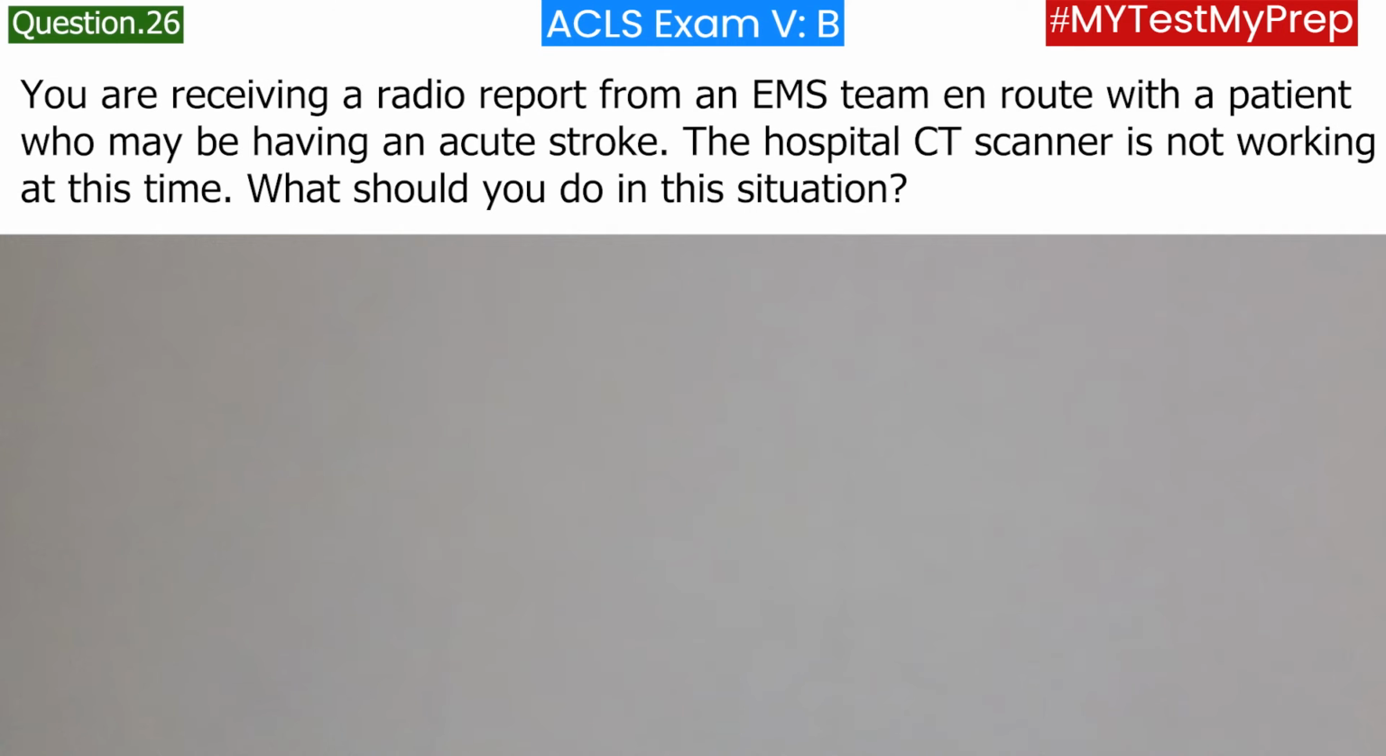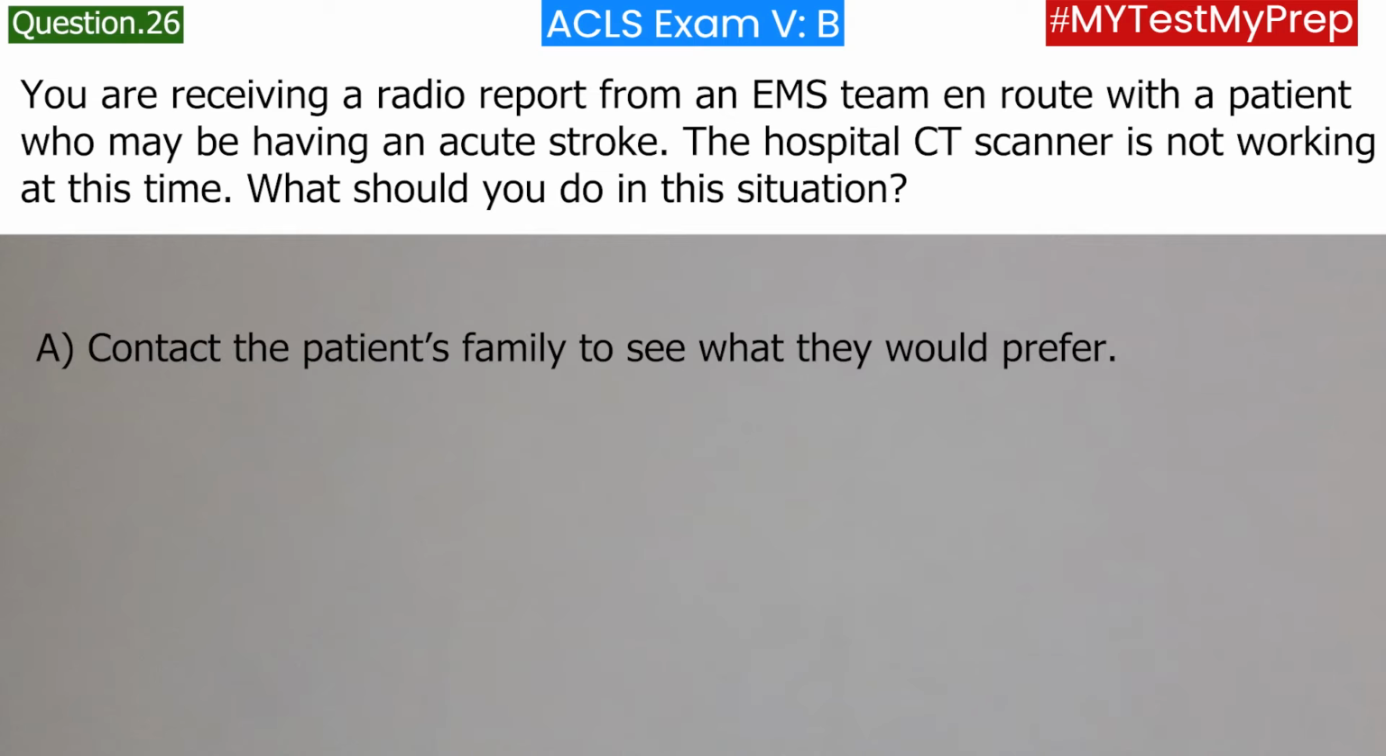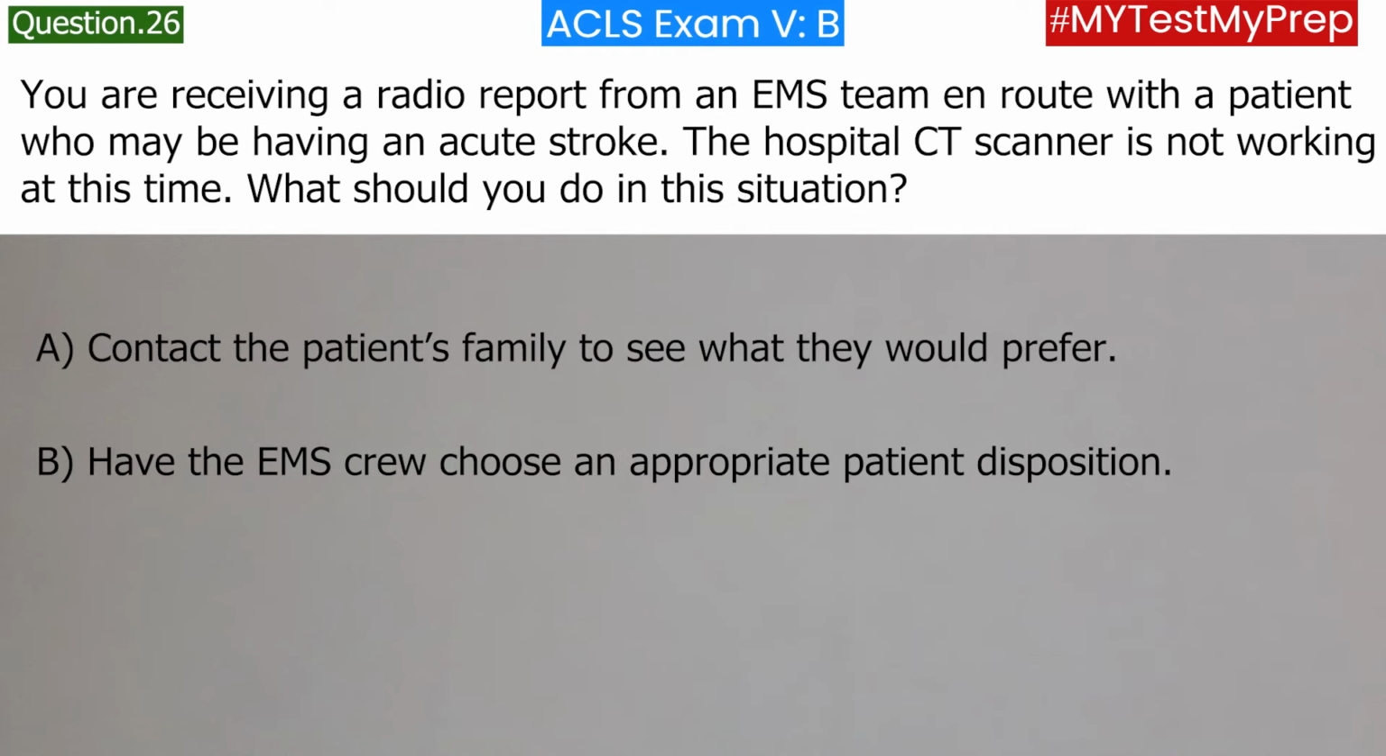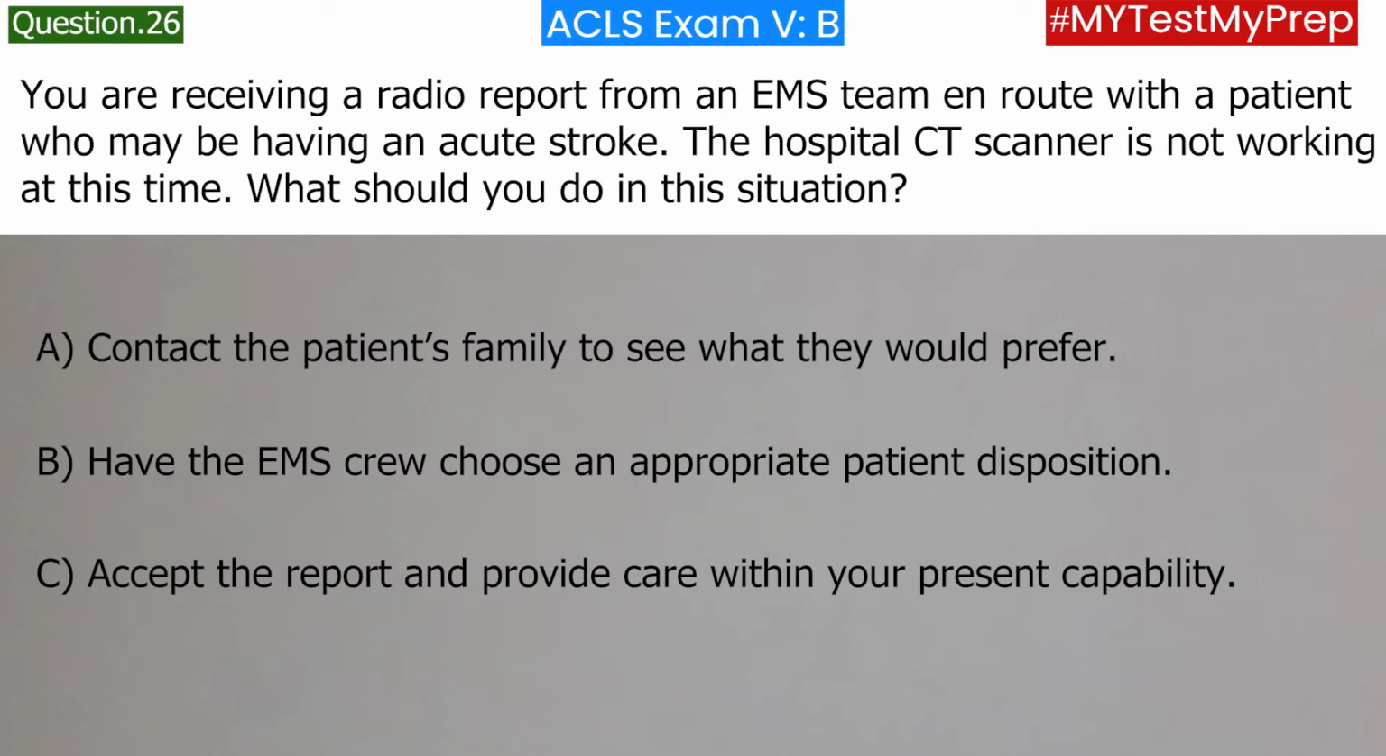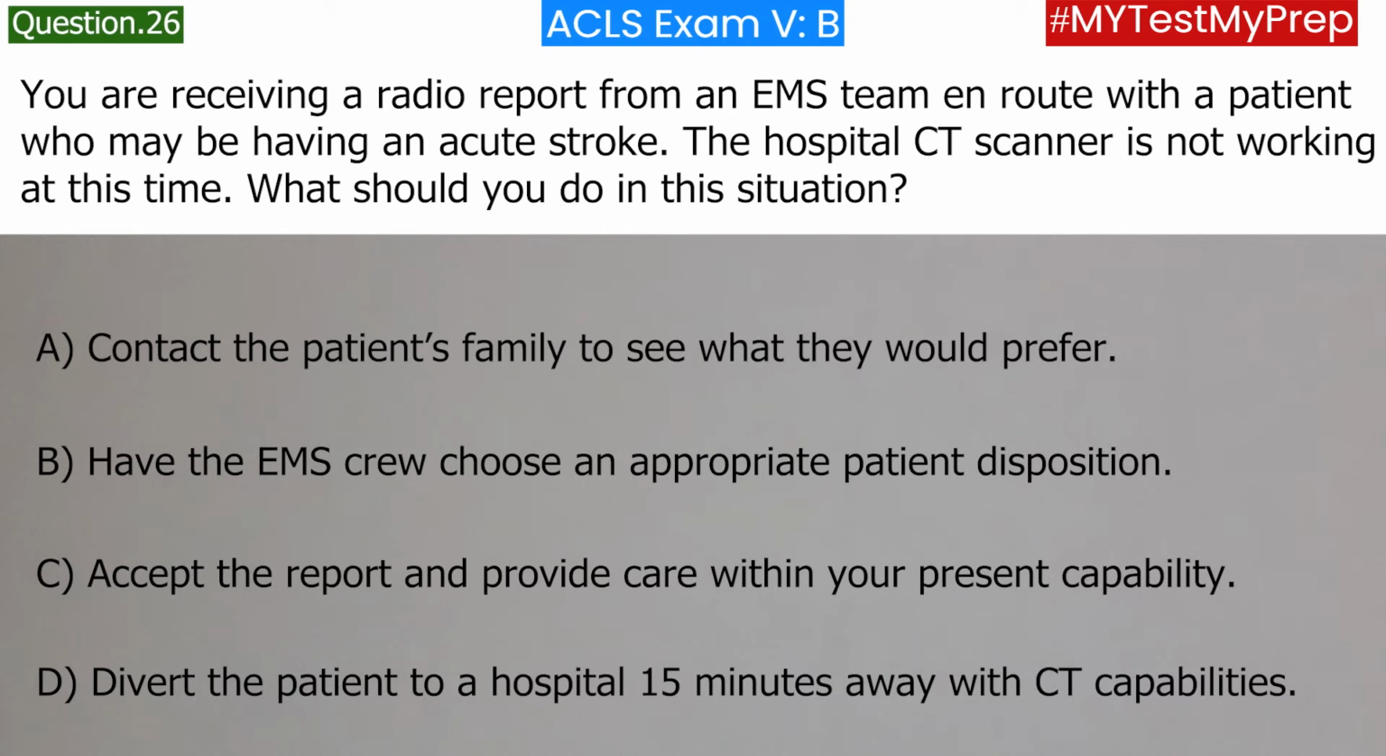You are receiving a radio report from an EMS team en route with a patient who may be having an acute stroke. The hospital CT scanner is not working at this time. What should you do in this situation? A. Contact the patient's family to see what they would prefer. B. Have the EMS crew choose an appropriate patient disposition. C. Accept the report and provide care within your present capability. D. Divert the patient to a hospital 15 minutes away with CT capabilities. Answer: D. Divert the patient to a hospital 15 minutes away with CT capabilities.